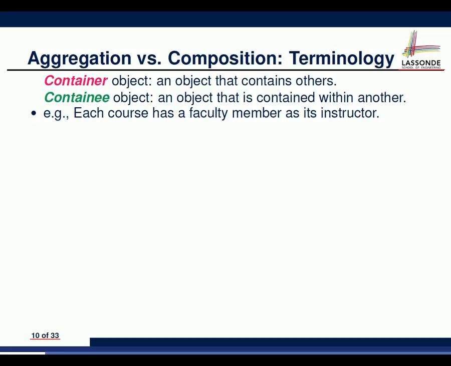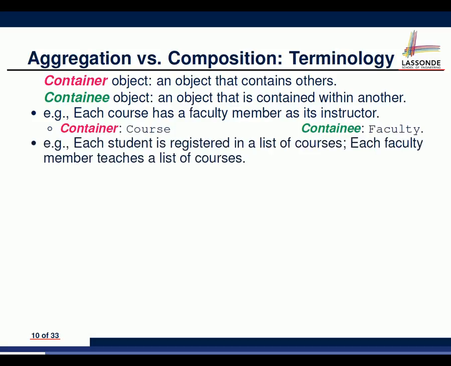Or more like Java: in each course class, you want to declare an attribute called instructor of type faculty member. That's how you see it. So the container will be course and the containee will be faculty. Good. And what about this case? I say each student is registered in a list of courses, and also each faculty member teaches a list of courses.